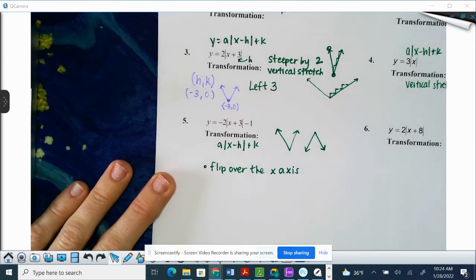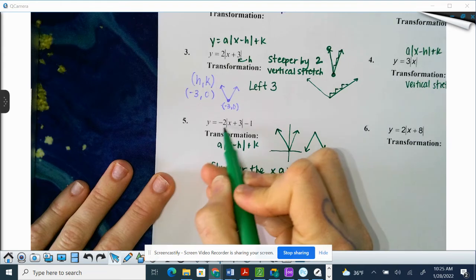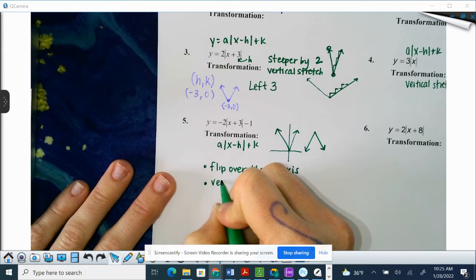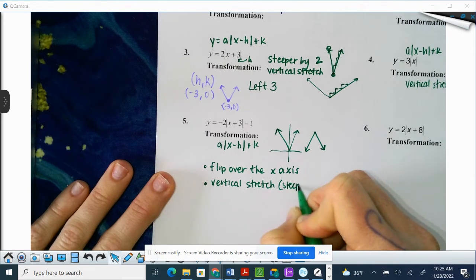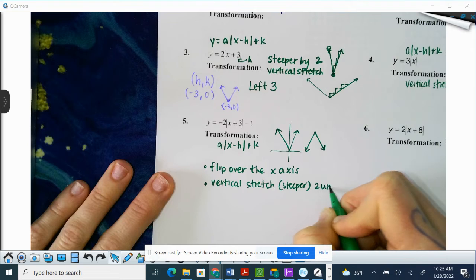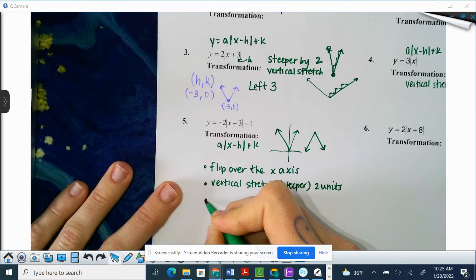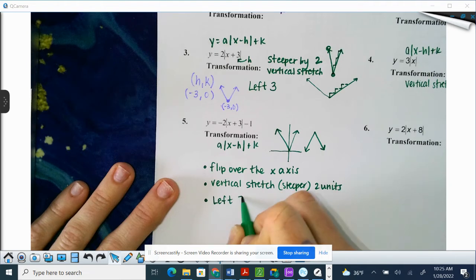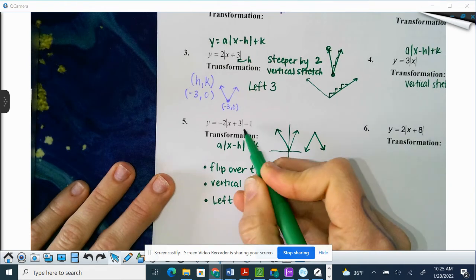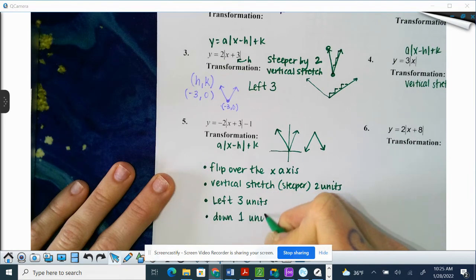So the first thing it did is flip over the x-axis, because it went from the positive quadrants to the negatives, just as a parent function, because your parent function would be sitting right here. Then that 2 means it's going to vertically stretch, so steeper by 2 units. Plus 3 means I put in a -3 because it should be a minus for our outline, so that means I went left 3 units. And then -1 means it goes down 1 unit. And that's the k.